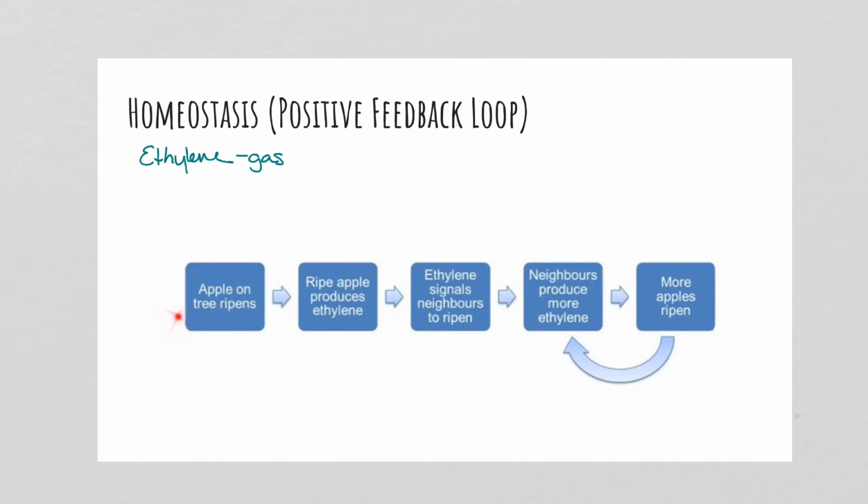So let's say you have apples on the tree, and one starts to ripen. That ripe apple produces ethylene. That gets sent out to the neighbors to ripen. The neighbors produce more ethylene, which means more apples ripen. And guess what? We start this over again. It's going to affect the neighbors again. More apples ripen. You're augmenting that stimulus. So that is how a positive feedback loop works.